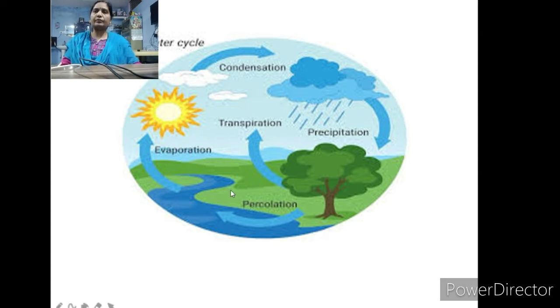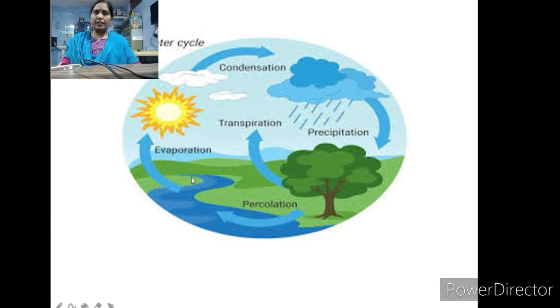How is this rain falling? All of this you are going to learn in today's class. So where does that rainwater go? Give answers in your notebook as an activity. And how does the rain fall again on earth? You will learn in today's class.